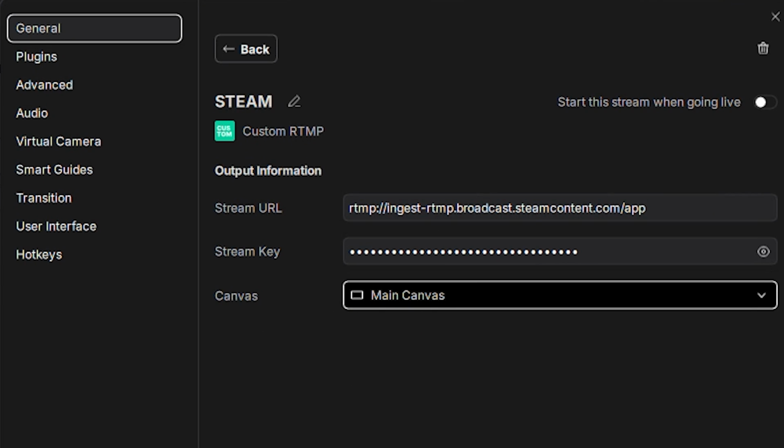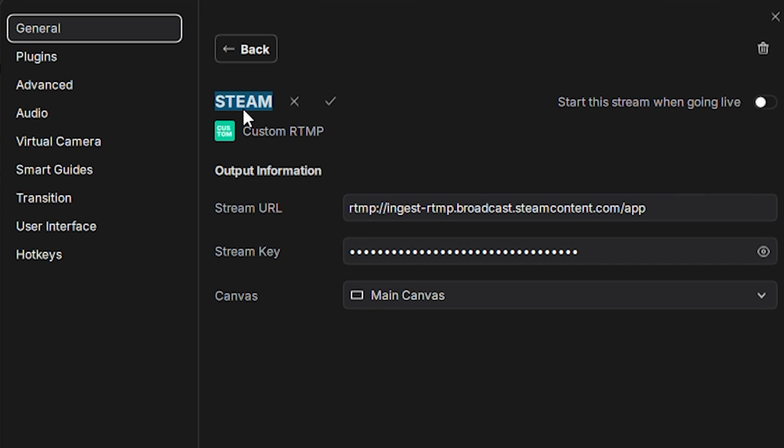This is literally all I did. The only other thing I did was edit the name right here because it said custom, and I changed it to Steam to know that it would be my Steam key. Then it's going to automatically start this stream when you go live. You can uncheck that, and that way you can choose to switch it on whenever you want or not. It was literally that easy.